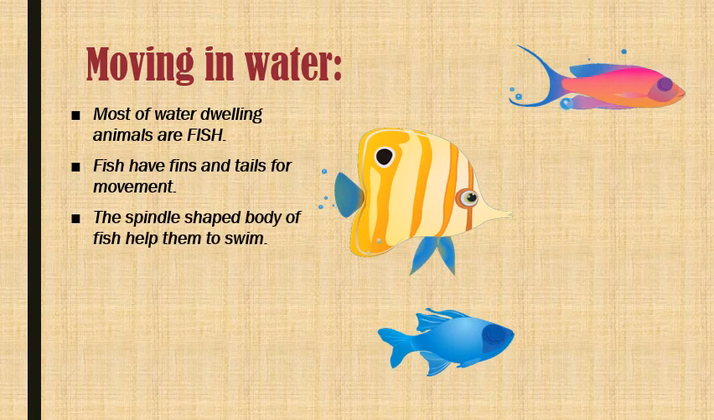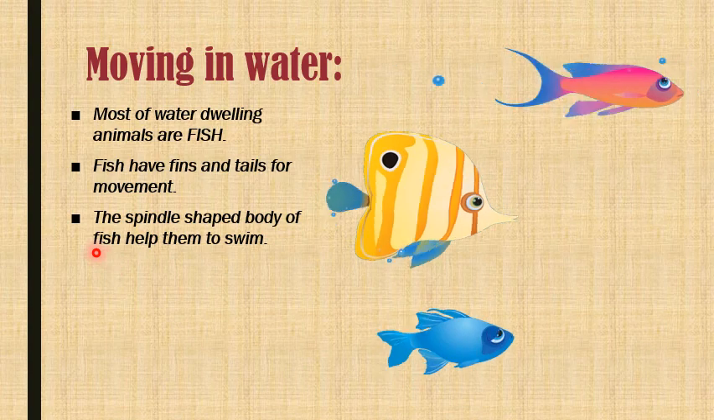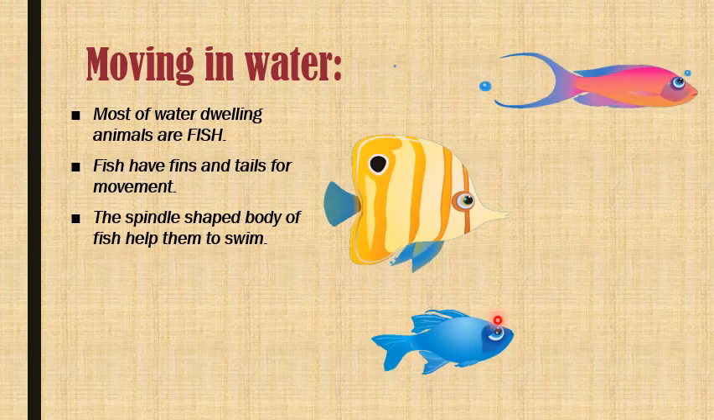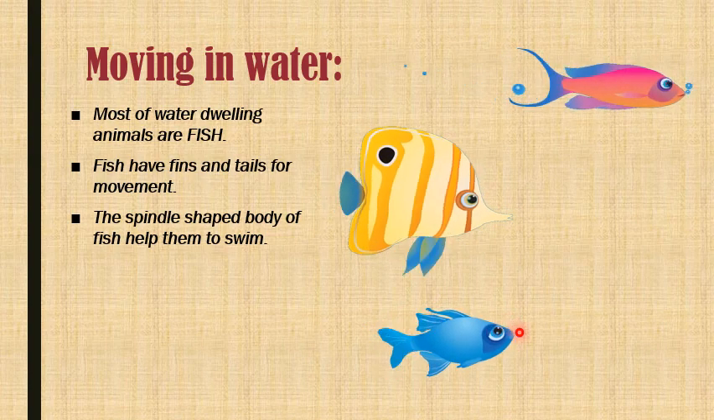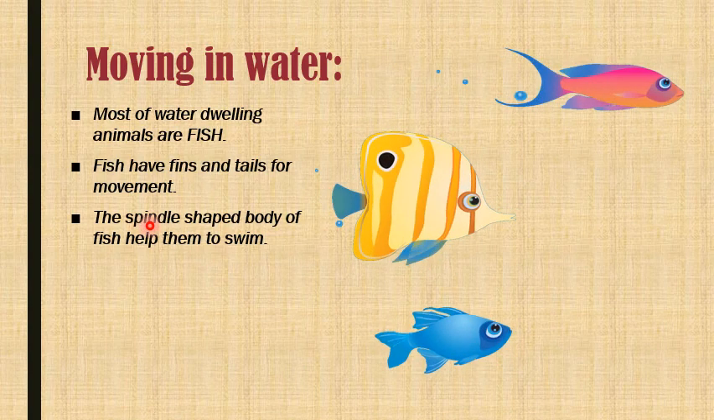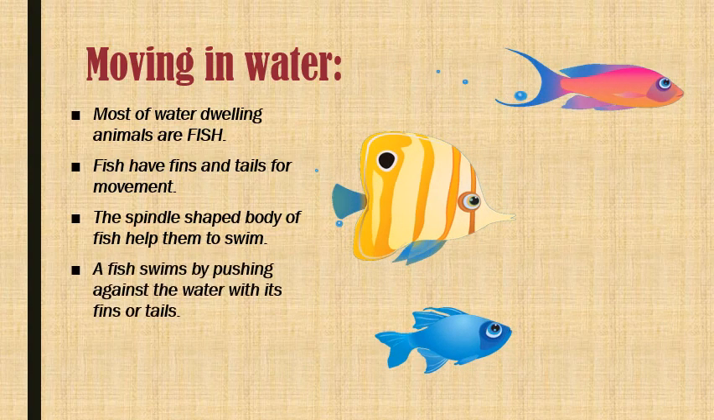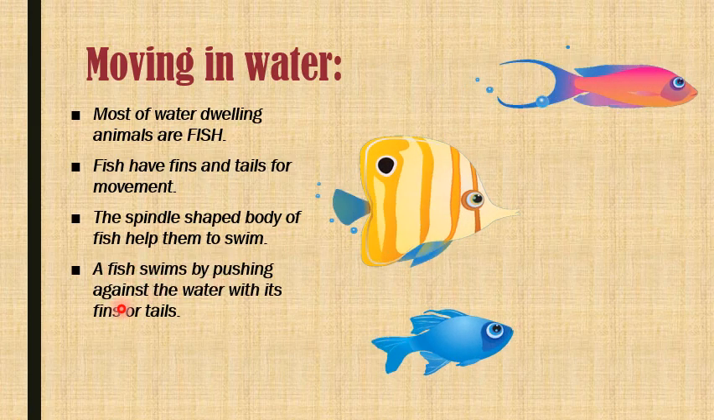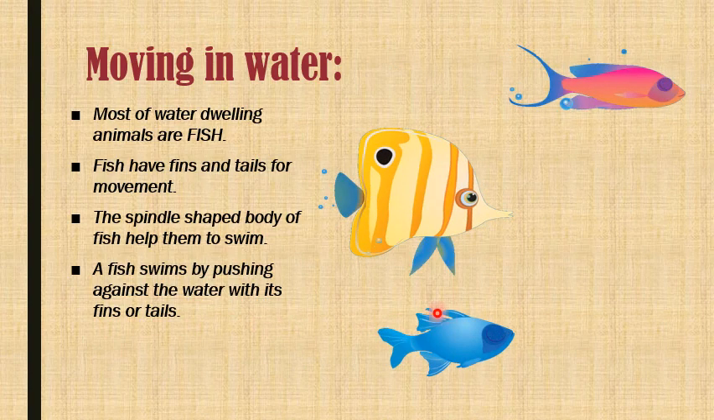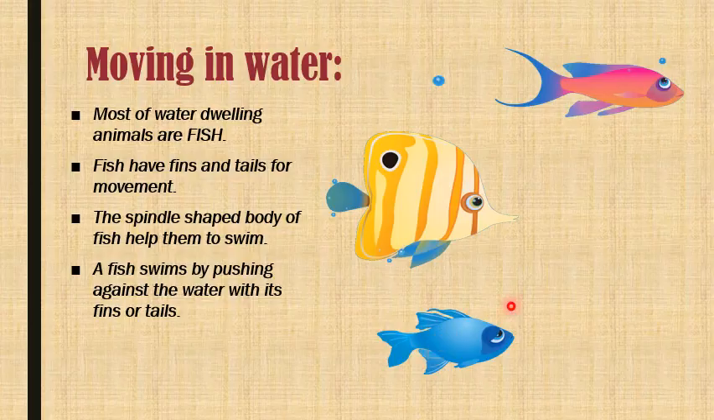Apart from this, there is another fact: the spindle-shaped body of fish helps them to swim. Allah Almighty has given them the body so they can swim easily in water. So their body is spindle-shaped. A fish swims by pushing against the water with its fins and tails. As I told you, they push water with the help of their fins and tails and they go forward.